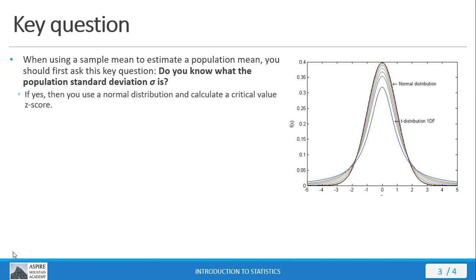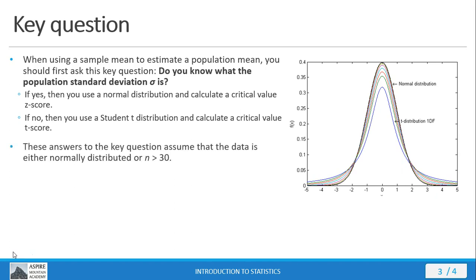If the answer to this question is yes, we're going to use a normal distribution and calculate a critical value z-score. However, if the answer to this question is no, then we're going to use a student t-distribution and calculate a critical value t-score. So two different distributions at play when you're calculating the confidence intervals for estimating a population mean.